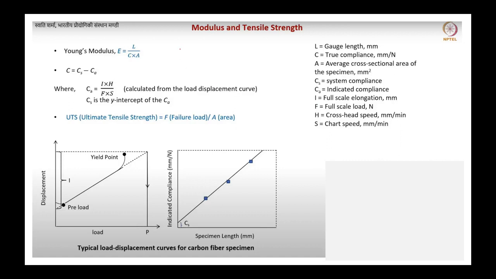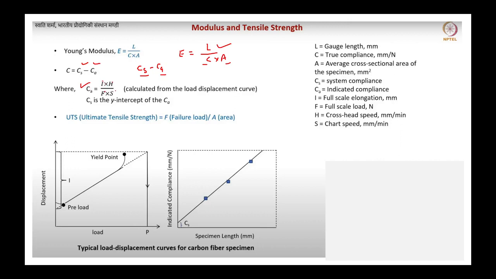After this process, as we discussed in our first slide, the formula for Young modulus is L upon C into A. L is your gauge length, C is your true compliance, and A is your average cross-sectional area of the specimen. C is calculated as CS minus CA, where CS is the system compliance and CA is the indicated compliance. How do you calculate CA? It is I into S by F into S.